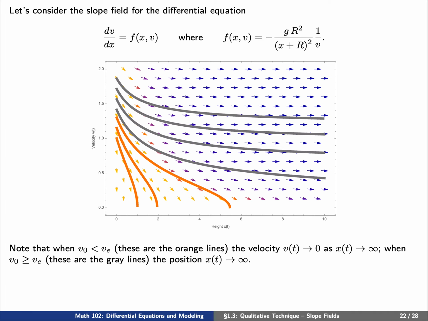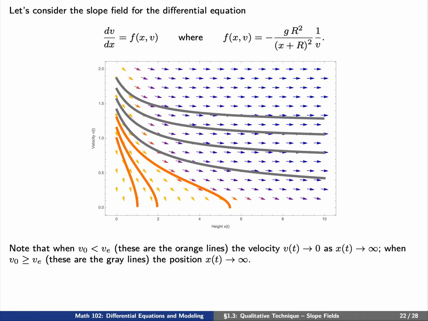Along the horizontal axis, we have the height x, and along the vertical axis, we have the velocity v. For every arrow, we're plotting the value dv/dx that corresponds to this function f(x, v). As we connect the arrows together, our solutions break up into two types. First, if the initial velocity v0, when the height is 0, is less than some quantity, these are the orange lines. The orange lines seem to follow all the way down to v equals 0.